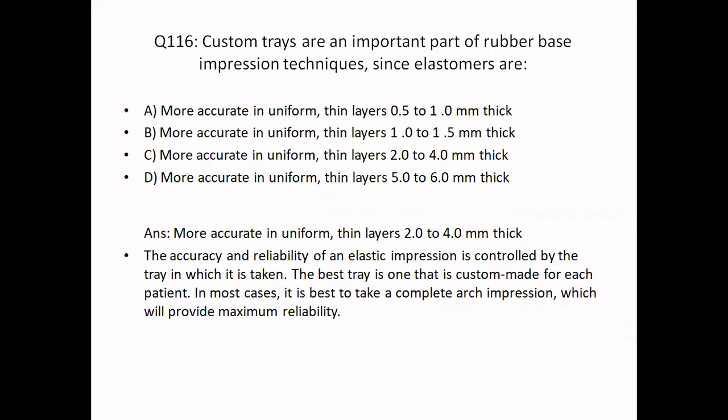Now, when we're talking about rubber-based impression, if you're taking an impression with regular body or heavy body impression material, then you definitely require a custom tray. If you're using a putty or a light body, you can go around with stock trays. But when you're using a heavy body or a regular body elastomer impression material, we definitely require a custom tray, and a minimum thin layer of 2 to 4 mm is required for adequate dimensional stability and tear resistance for your material.